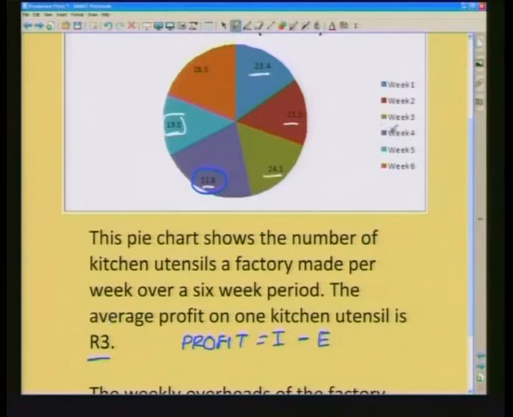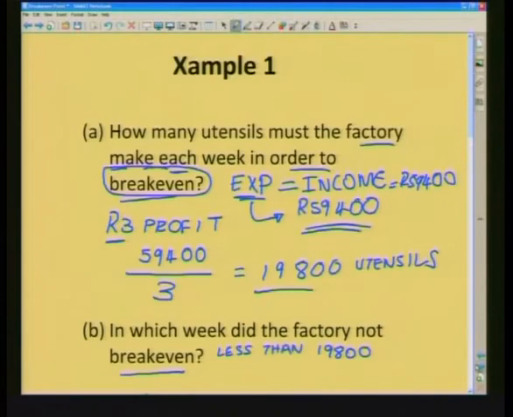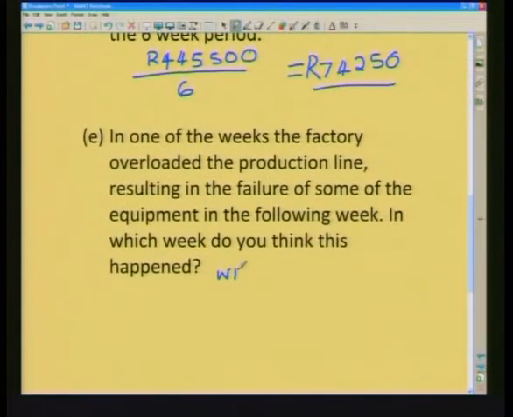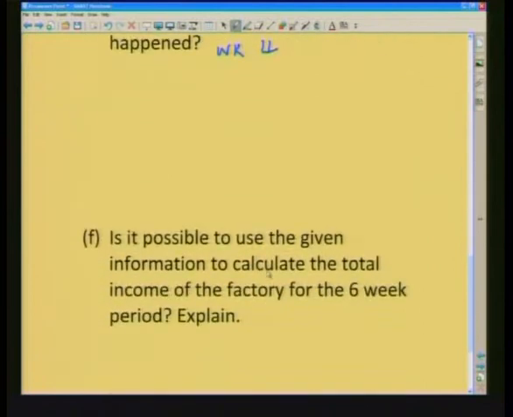And if we go to the purple, this is called our legend, which tells us what each of these colors represent. If we go to the purple on our legend, we see that it happens in week four. So in week four, they overused and exhausted their production line, and therefore some of their equipment stopped working. And you can see that it follows through. It makes sense because in week five, they only make 19,300 utensils. So there is a distinct drop from week four to week five. And therefore we can say that it is in fact in week four when there was an overload of this production line.